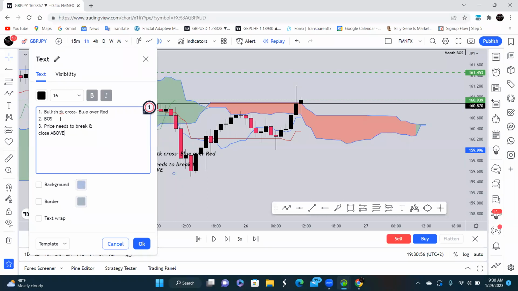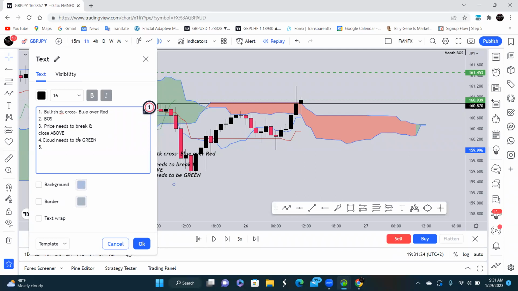Okay, so one, bullish TK crossover, a blue over red. We got that. Two, break of structure. Oh yeah, we got that. Three, price needs to break and close above the cloud. Looking like we're getting that right now. Four, definitely four: the cloud needs to be green.